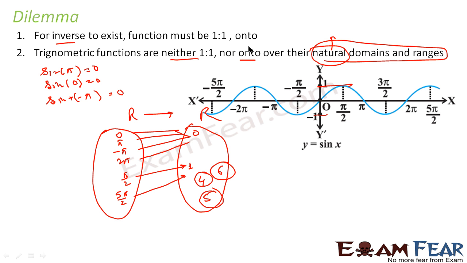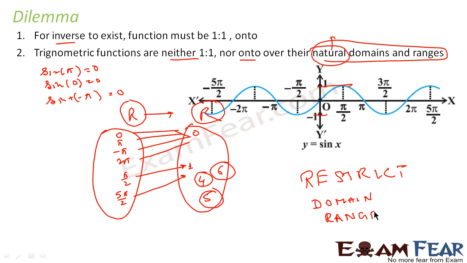which we can't do now because it is neither one-one nor onto. So what should we do? We should restrict the domain and range. If we restrict this domain and range, then only we can make this trigonometric function invertible. We can find the inverse of a trigonometric function if and only if we restrict the domain and range. So if we restrict the domain and range, we will make this function one-one and onto.